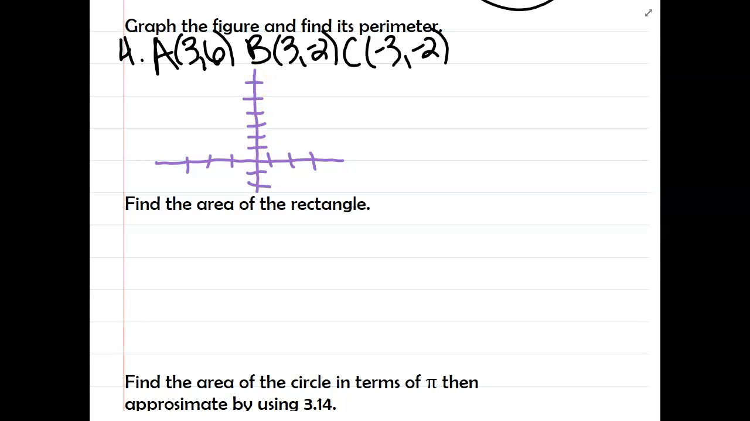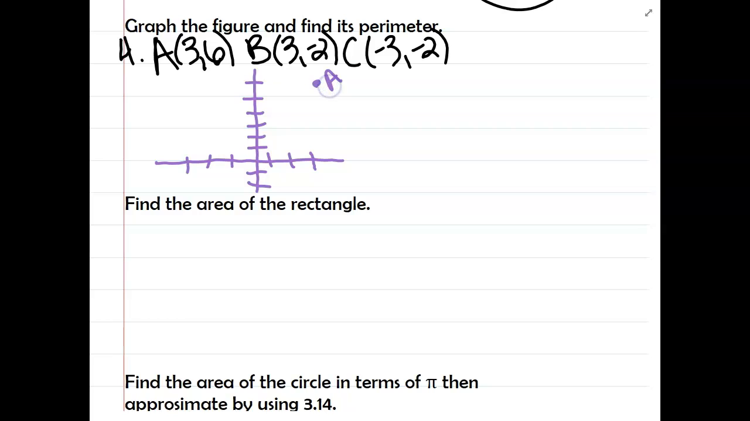Might make your drawing a little bit easier, conserve a little bit of paper, if you kind of think ahead like that. And then I just need to take these 3 points and plot these 3 points. So first one is 3, 6. So write 3, up 6.